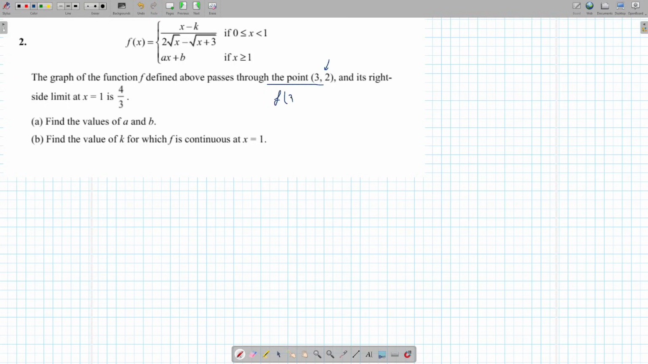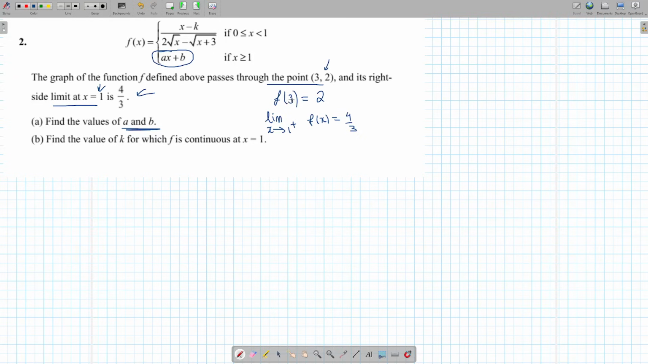So yani f of 3 is equal to 2. And they told us that the right side limit at x equals 1 is 4/3. So the limit as x approaches 1 plus of the function f of x is equal to 4/3. They're asking us to find a and b. Over here, we have ax plus b.